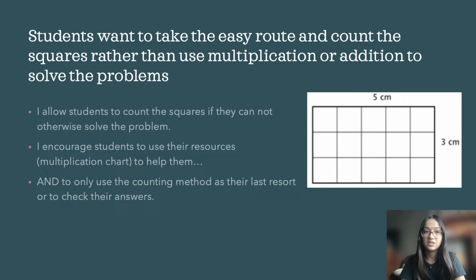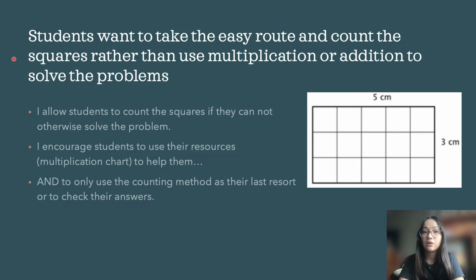The third assumption is a little bit similar to the second, but this one says that students want to take the easy route and count the squares rather than use multiplication or addition to solve the problems. The second assumption assumes that they are not confident in their abilities to multiply, and this assumption assumes that students maybe know how to add and multiply, but they determined that it usually is a little easier just to count the squares. They're just taking the easiest route to find the answer.